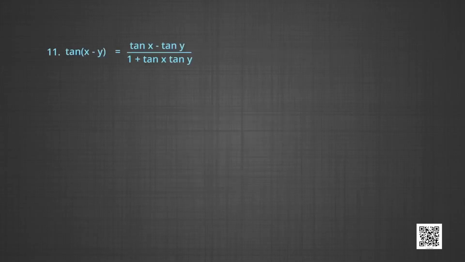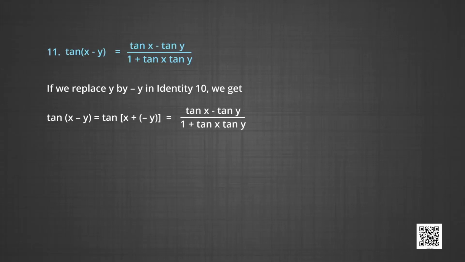Now, to get the identity for tan of x minus y, we replace y in identity 10 by minus y. We get tan of x minus y is tan of x plus minus y, which gives the result as tan of x minus y is equal to tan x minus tan y divided by 1 plus tan x tan y.